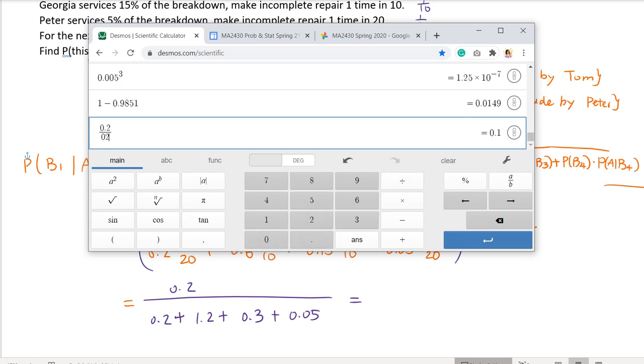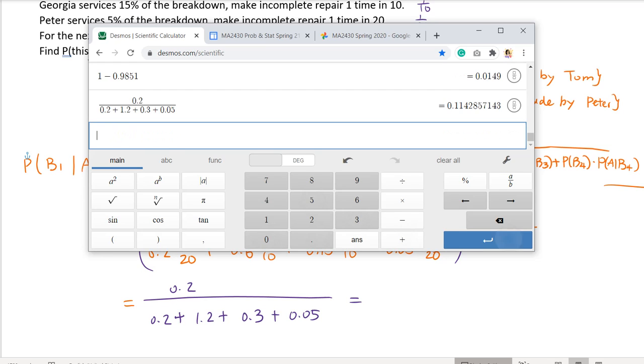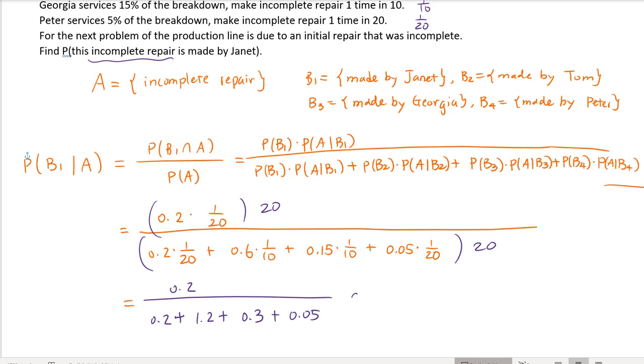Plus 1.2 plus 0.3 plus 0.05. Okay, so the answer is 0.1143. We round it. Usually we keep 4 decimal places. So 0.1143. So this is the answer.